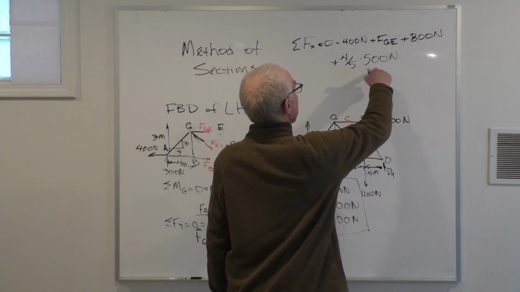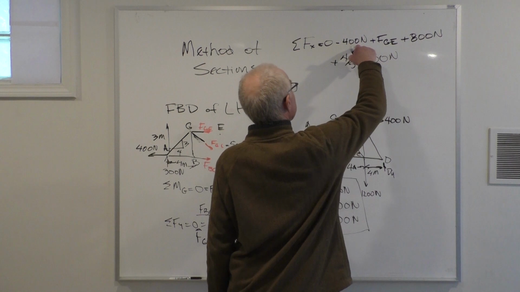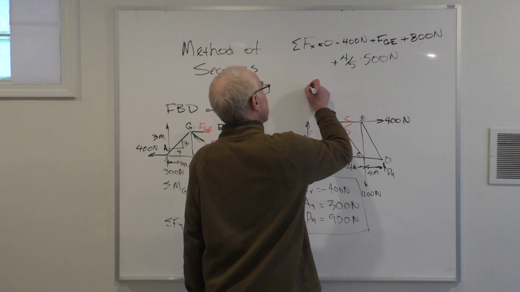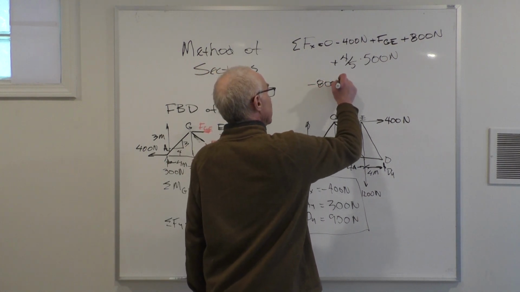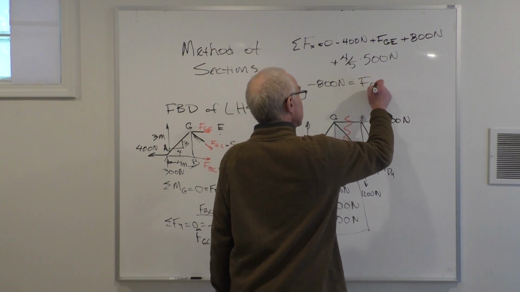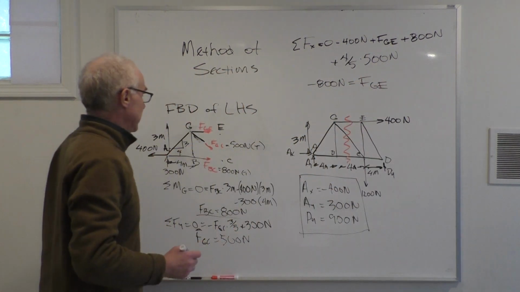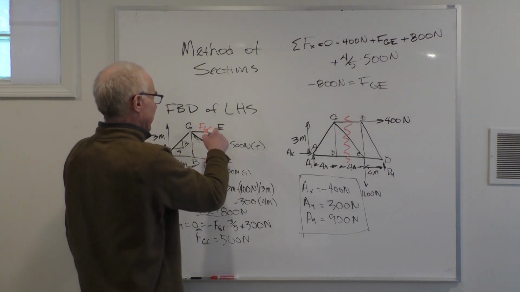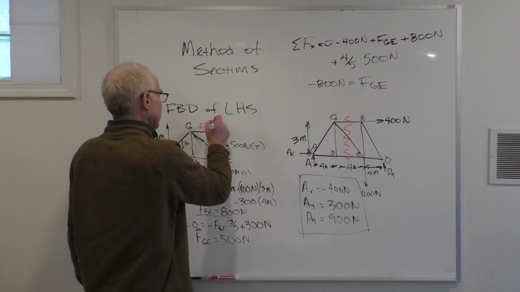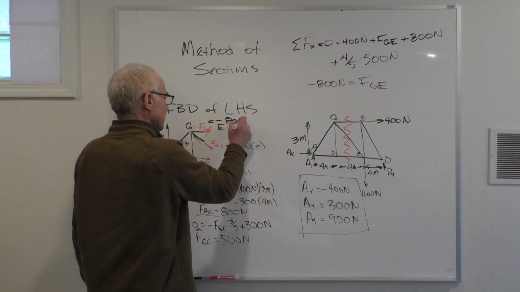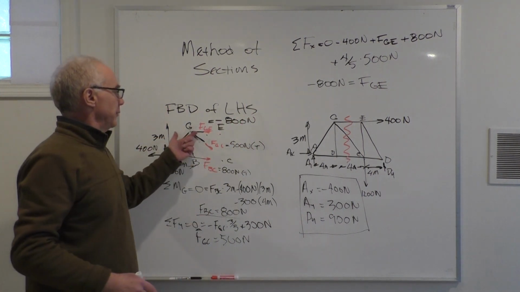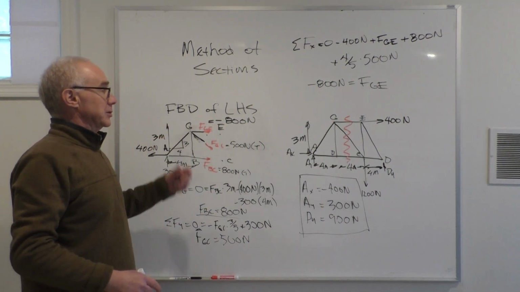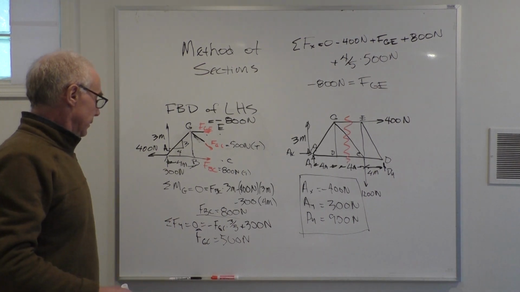And so let's see if we can evaluate this. 1200 minus 400 is 800, and I'll put that on the left-hand side. We have negative 800 newtons equals FGE. So we've actually solved for FGE, which equals negative 800 newtons. We know if we've drawn it as in tension and the result comes out negative, in fact this was in compression. So we've solved for this using the method of sections.